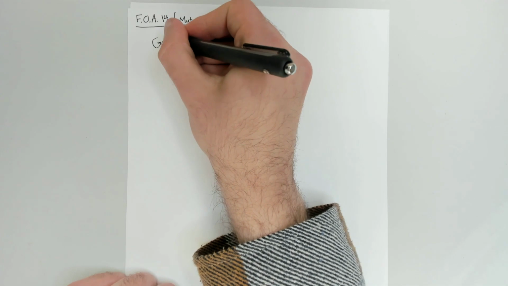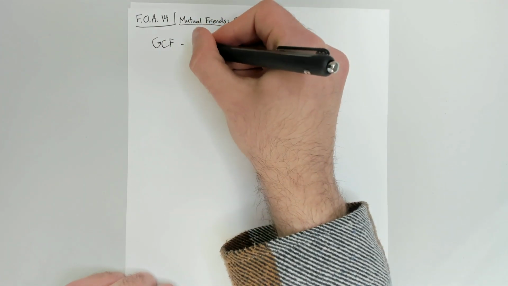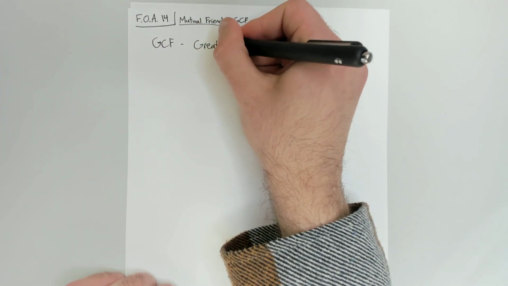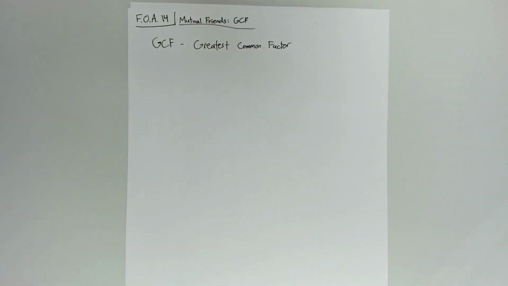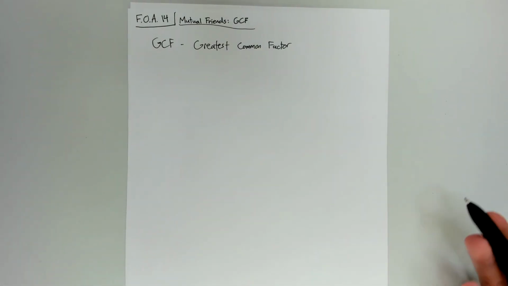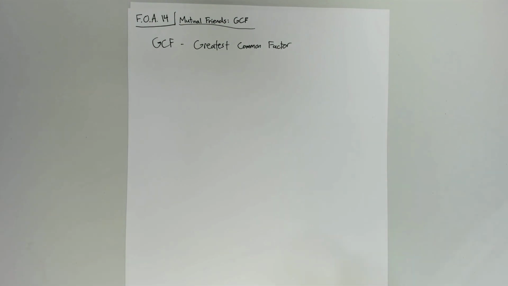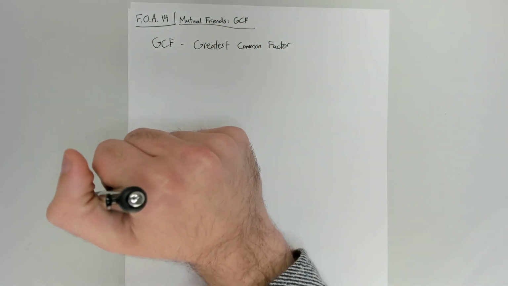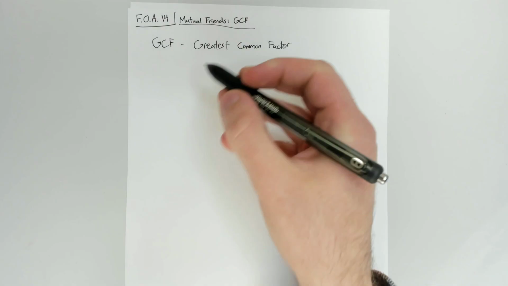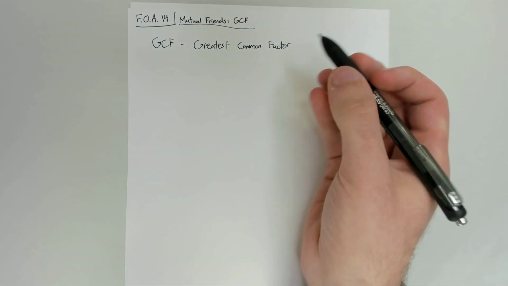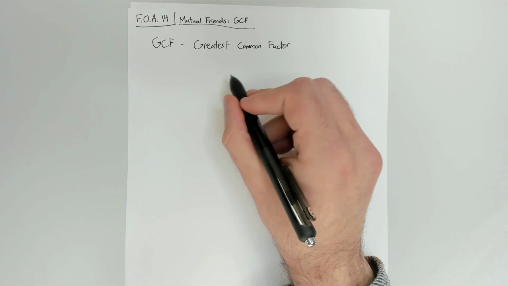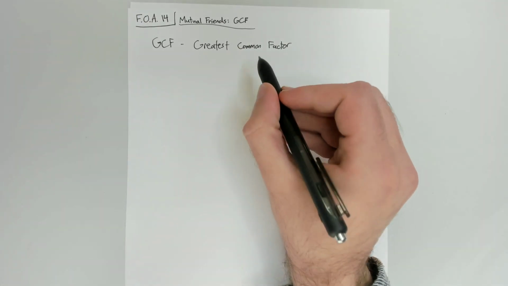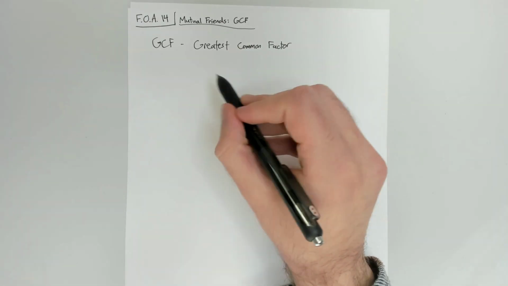GCF is short for the greatest common factor. Sometimes that is also written as HCF for highest common factor or something like that. There are some variations of it, but we're going to go with GCF here. That's what I did when I was in school. And what does it mean to have the greatest common factor? Well, we're going to have two different numbers, and the greatest common factor is the factor that is common to them that is the biggest.